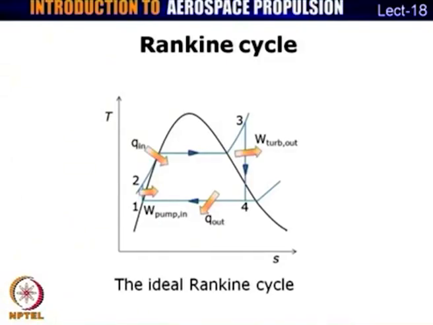Process 2-3 is the constant pressure process, during which heat is added to the cycle. Process 3-4 is the isentropic expansion process, during which there is a net work output from the turbine, and process 4-1 is constant pressure heat rejection from the cycle. So, the net work output here is the difference between the turbine work output and the pump input. There is a power required for the pump, and the difference between turbine work output and the pump input is the net work output. The difference between Q in and Q out is the net heat transfer during this cycle.